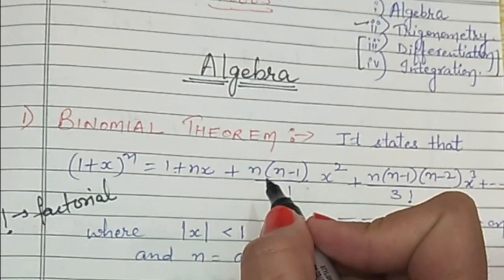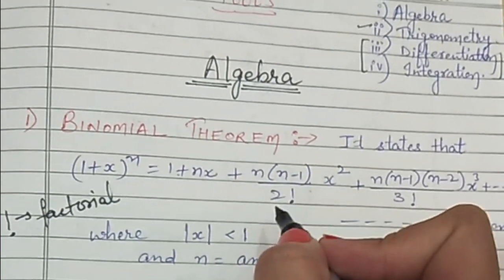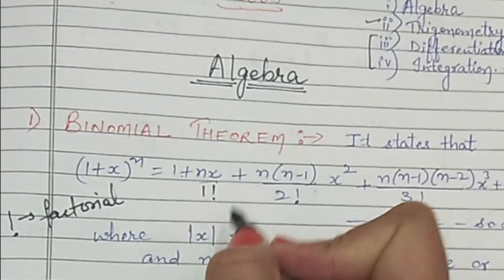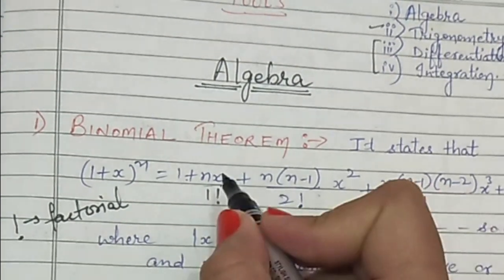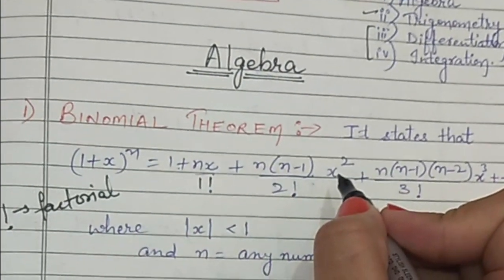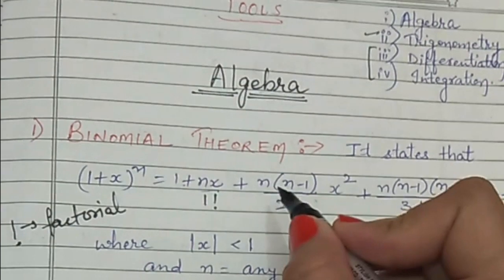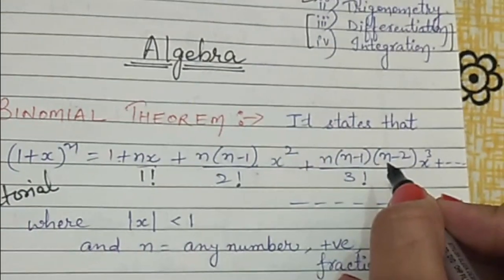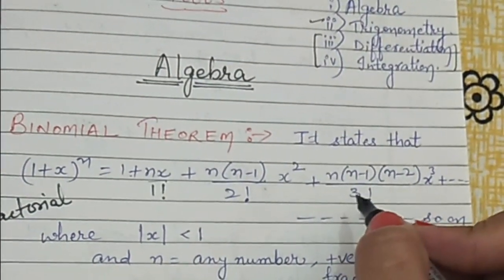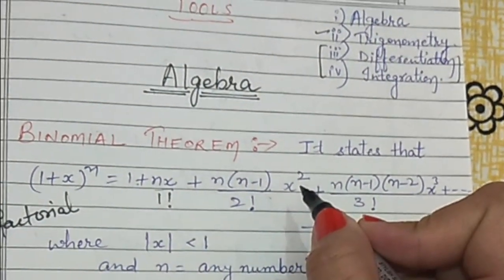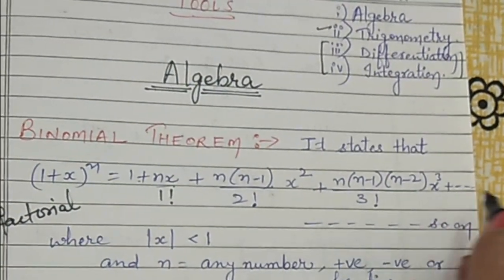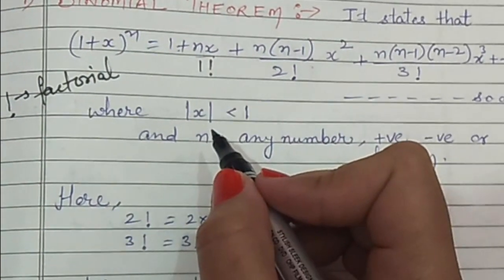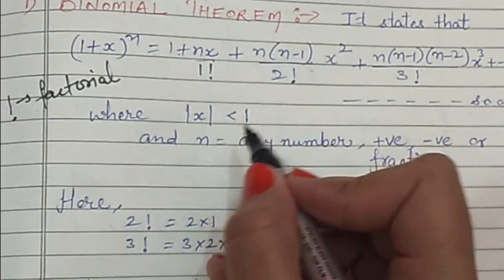Next step, n into (n minus 1) divided by 2 factorial. Actually this will be written as 1 factorial, next one increased, 2 factorial. In place of x, here I am using x square, plus. Next step after this, n into (n minus 1) remains as it is, one step again decreased, (n minus 2), divided by 3 factorial, x cube, plus and so on. We will write like this, where the condition is that mod of x is less than 1.